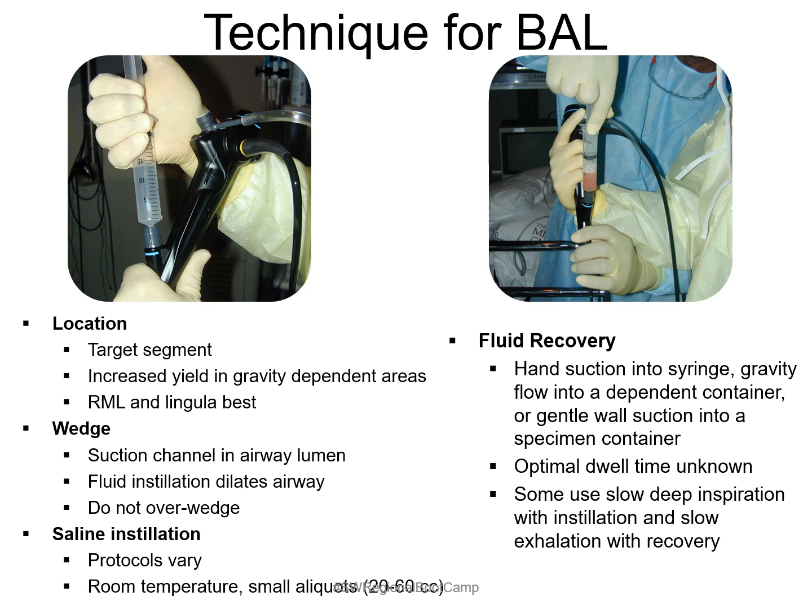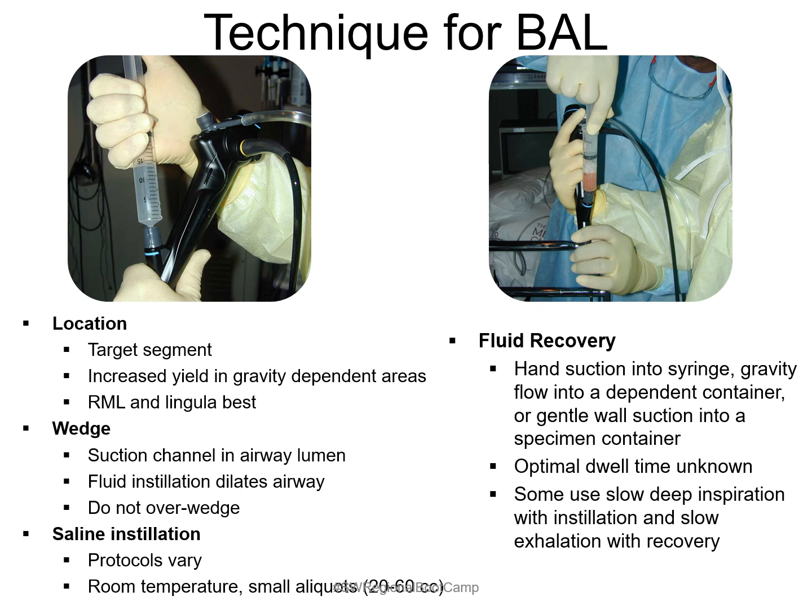Once you have reached the target segment with the bronchoscope, you will wedge your scope with the suction channel in the airway lumen. Be sure not to overwedge the scope. You will then instill room temperature saline through the working channel in serial aliquots of 20 to 60 milliliters. Protocols vary and the optimal total volume to instill is not known. However, the typical volume instilled ranges from 100 to 300 milliliters.